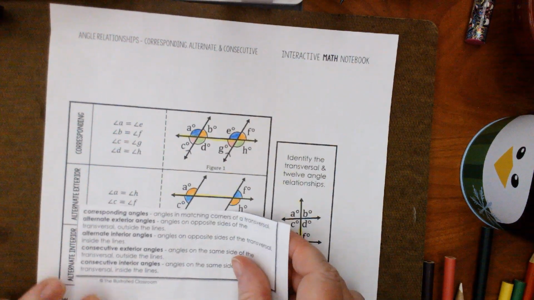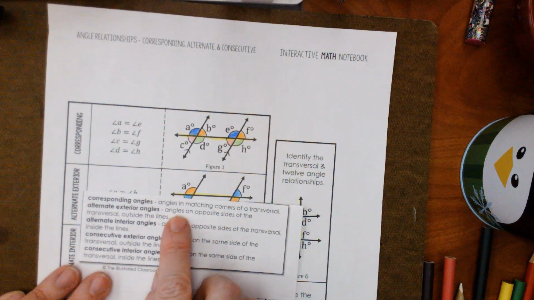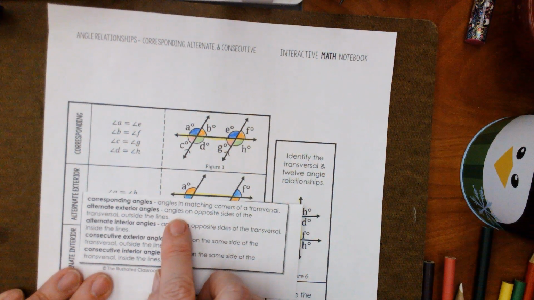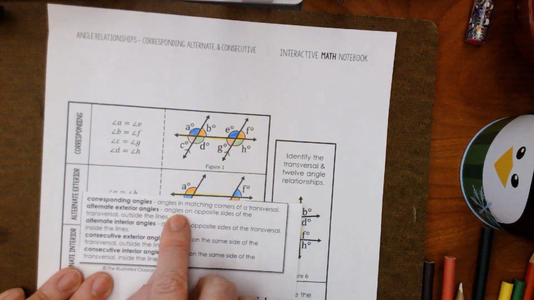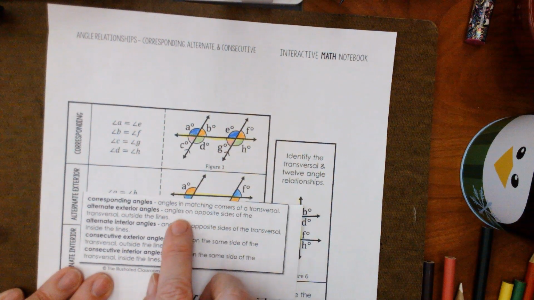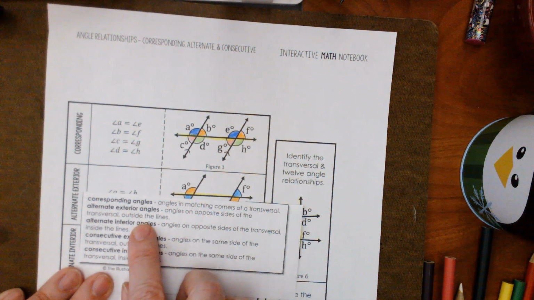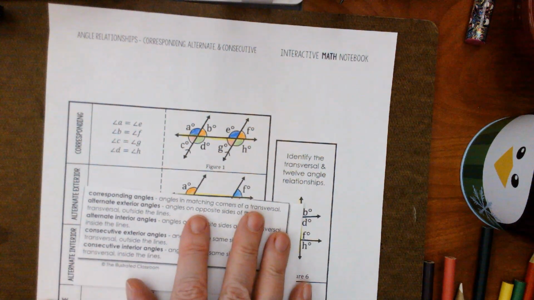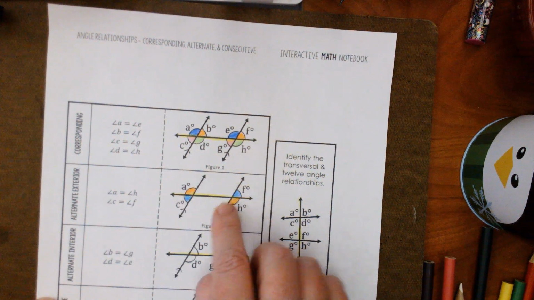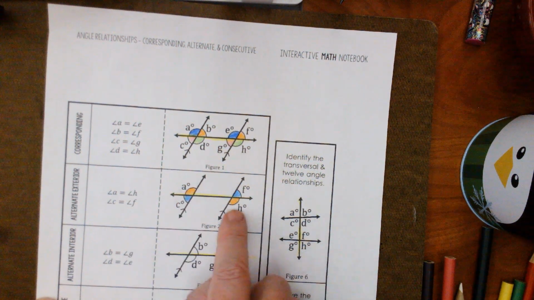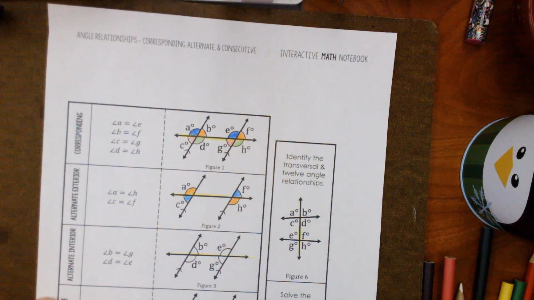And the alternate exterior definition, and if you want to write it, you can. I just want to make sure that you understand in words and here. Angles on opposite sides of the transversal outside the lines. So what it's saying, again, is on the outside, and they're like opposite, okay?